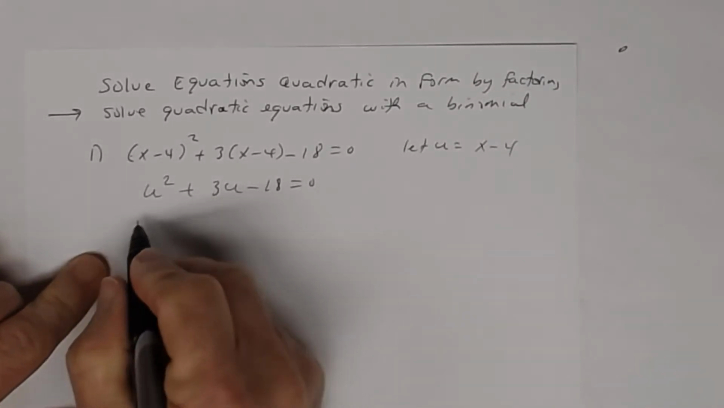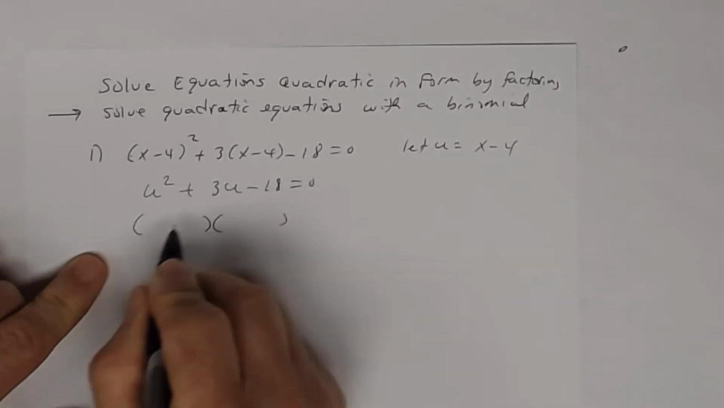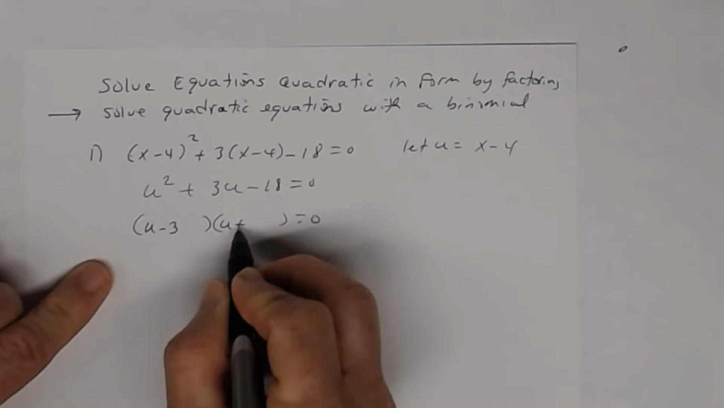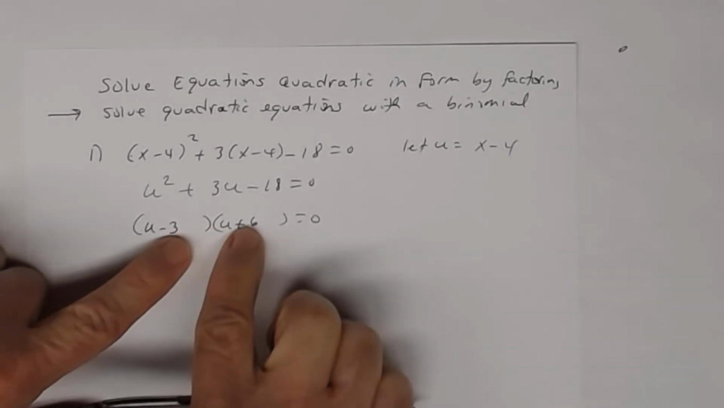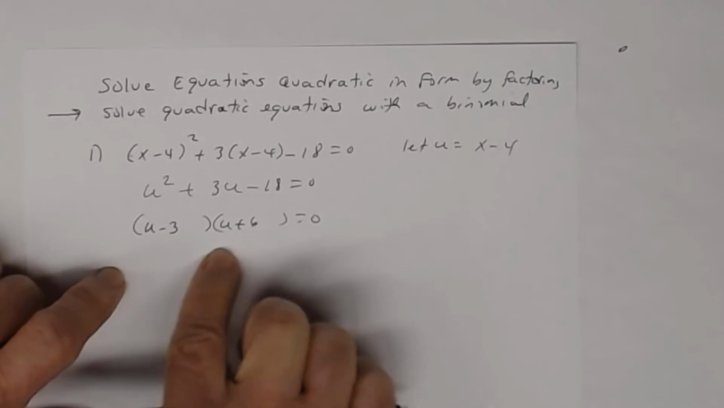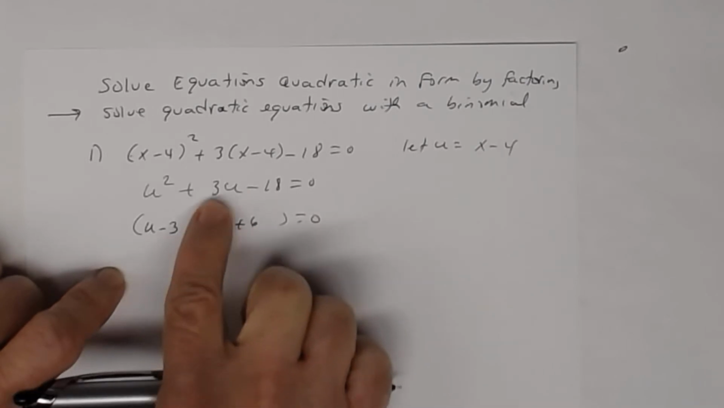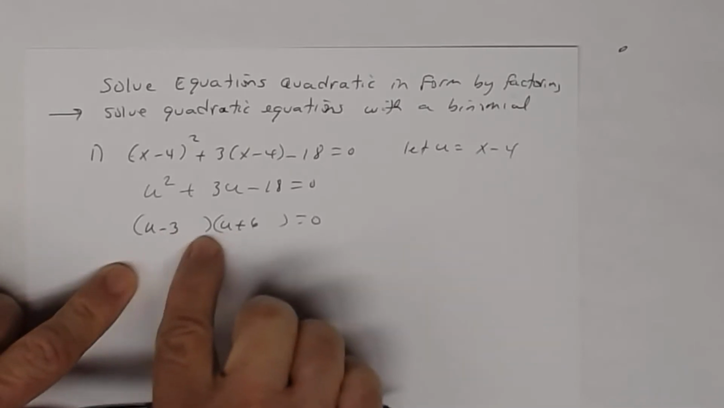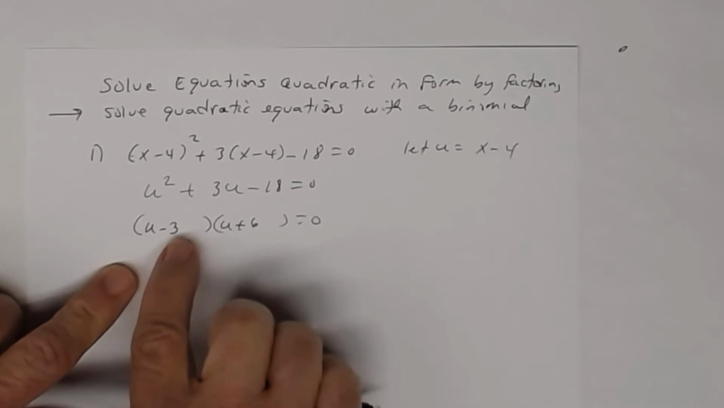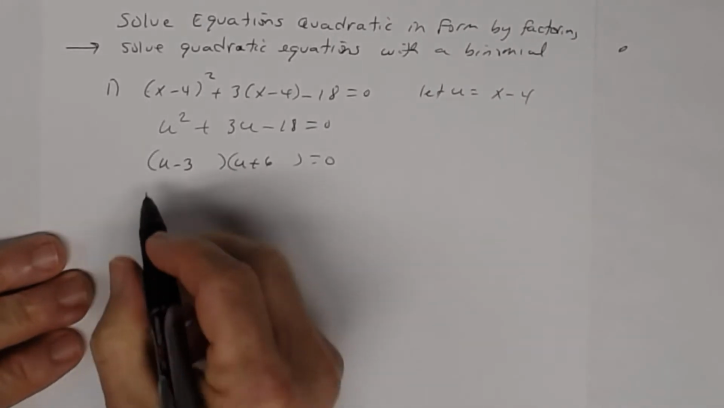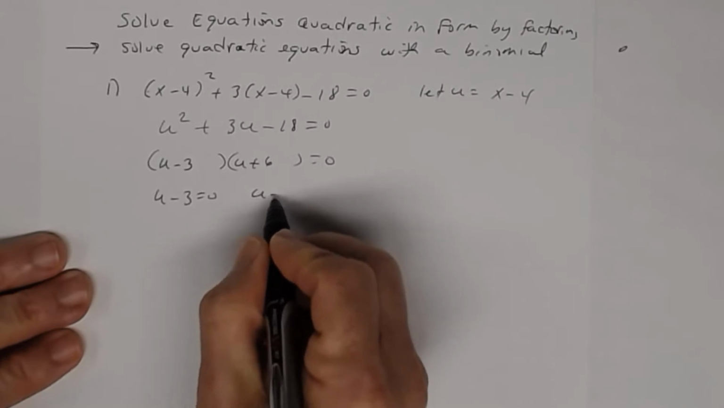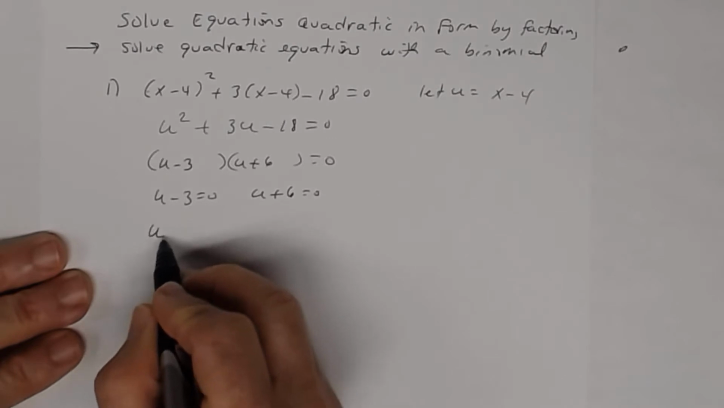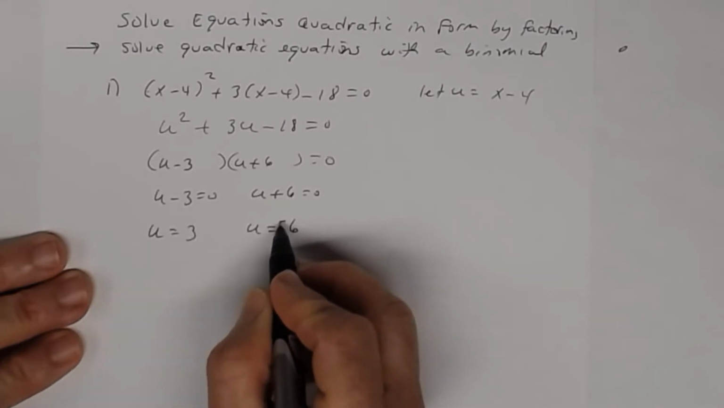Now factoring this quadratic equation here, I'm going to get u minus 3, u plus 6. And always double check. The negative 3 times 6 is negative 18. The outer is 6u, the inner is negative 3u, and I get 3u as my middle term. Okay, so now I'm going to solve this equation by using the zero factor property. And so I get u minus 3 equals 0, u plus 6 equals 0. And solving each of these linear equations, I get u to be 3 and u to be negative 6.